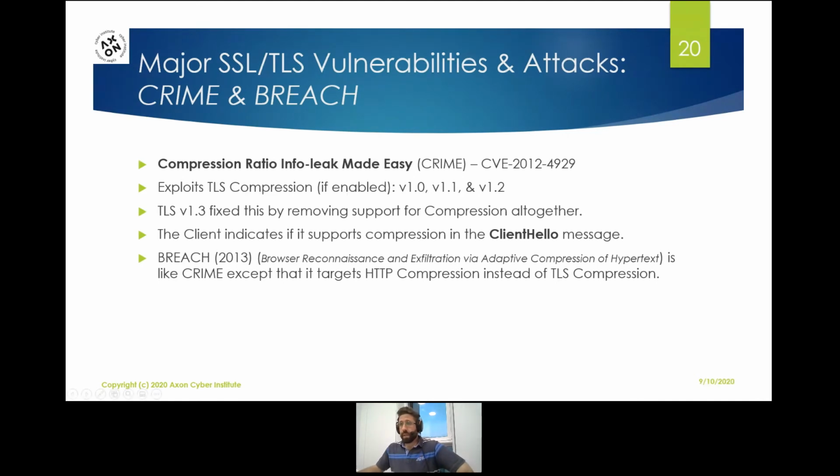The CRIME vulnerability stands for Compression Ratio Info-leak Made Easy, was discovered in 2012, and has its own CVE. It affects 1.0, 1.1, and 1.2. Okay, and we said 1.3 eliminates all compression. That's why it's not vulnerable. By default, in previous and vulnerable TLS versions, client and server can negotiate if they want to have compression or not, if compression is enabled.